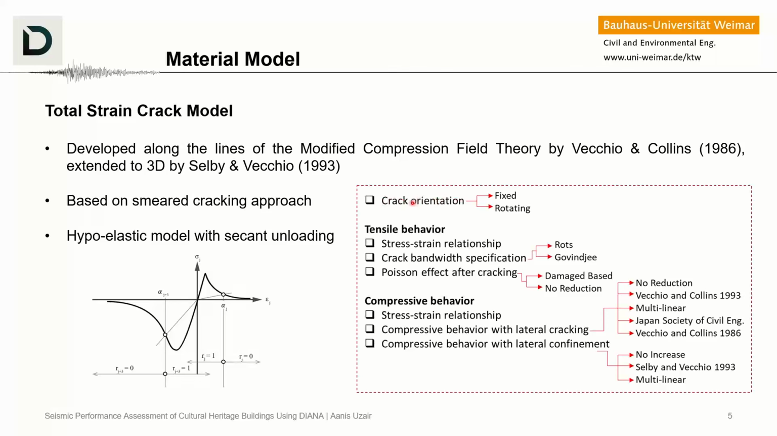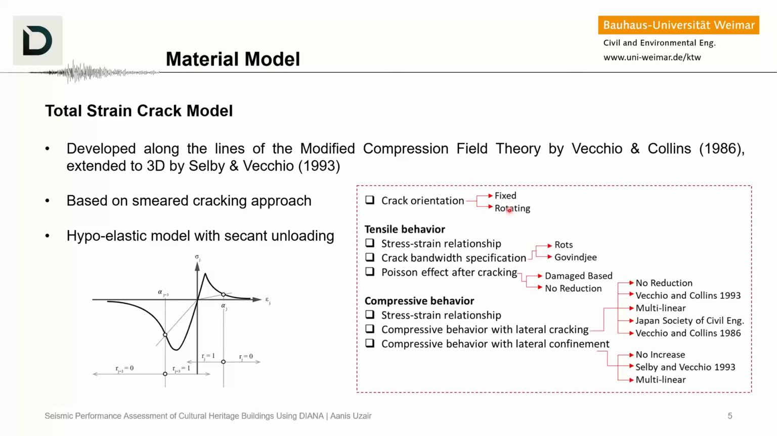I will briefly explain them one by one to give you an idea of what we choose and why we choose them. So the stress-strain relationship can be fixed, rotating, or coaxially rotating. In the fixed crack concept, the stress-strain relationships are evaluated in a coordinate system which is fixed upon cracking. So once a crack is formed, the orientation of the crack is fixed, and then everything else, or the nonlinear response, is determined on the basis of this fixed orientation.